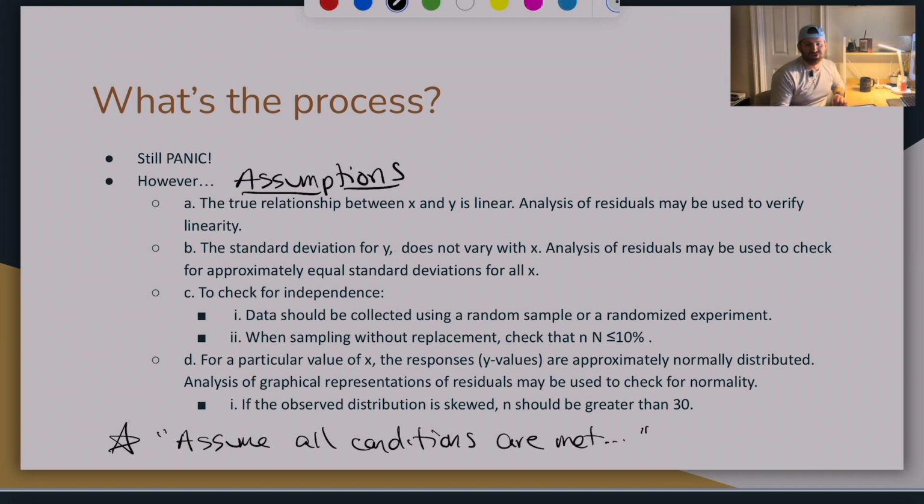Usually that sentence shows up somewhere in the question. And so let's take a look at an example question. The example question is actually a multiple choice question, because I haven't seen a free response question in a very long time ask you to actually compute a linear regression t-interval.